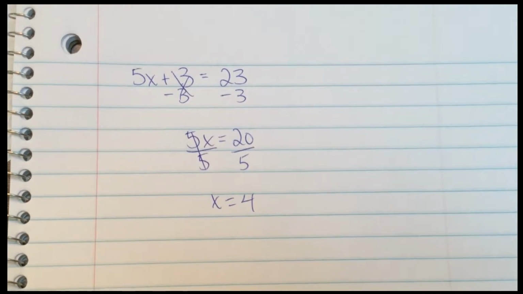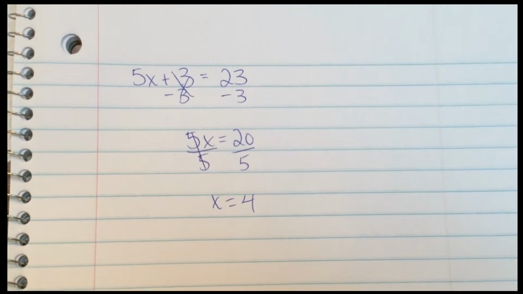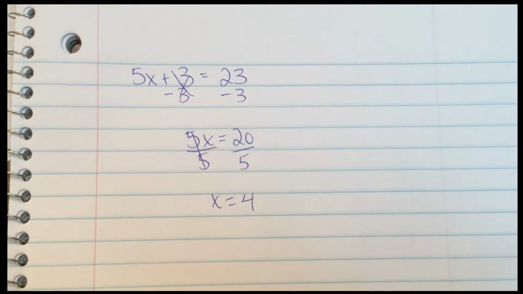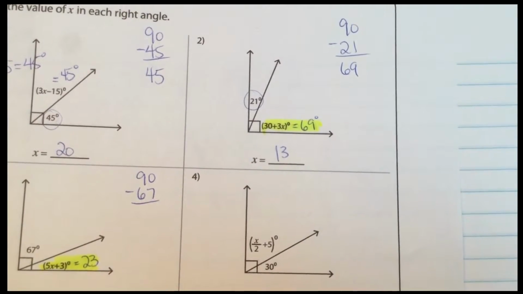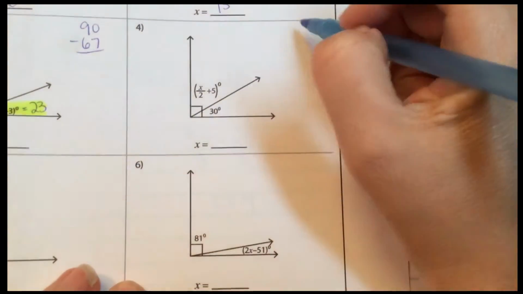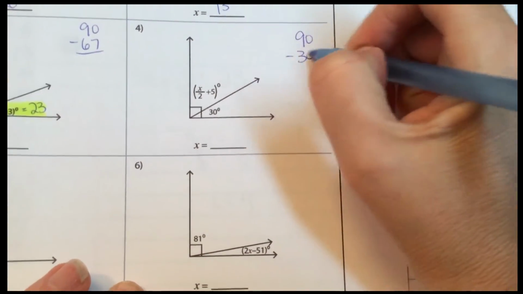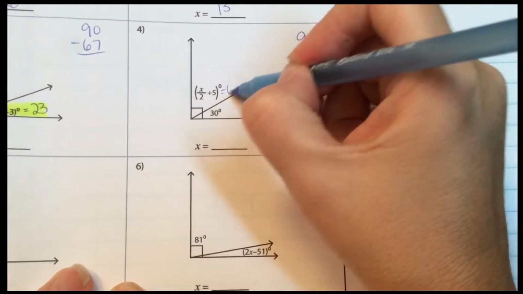If you need a refresher on your two-step equations, then start back at the beginning of the course and ask me for extra copies, some more practice work on two-step equations. Otherwise, you should be fine. So let's do the next one. So, let me move it down. Okay, so 90 minus 30 would be 60. And so this side equals 60.